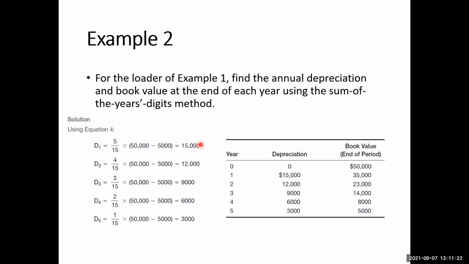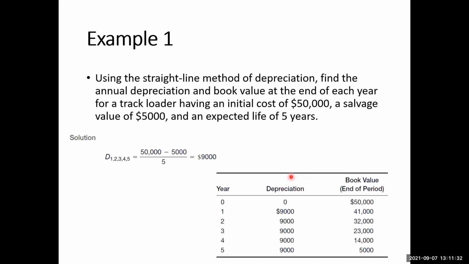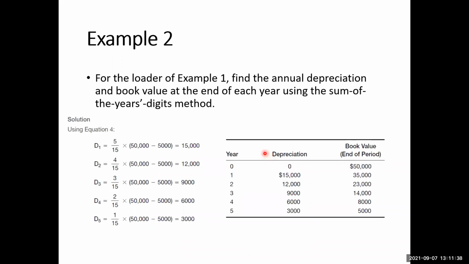So you will see that we are reducing the value of the asset much quicker in the earlier years. Okay, so if I compare it with the previous case, every year we are reducing 9,000, right? But here we are reducing it much quicker in the earlier years, but in the later years, much slower than in the straight line method. So this type of distribution is much useful for filing the tax purposes.